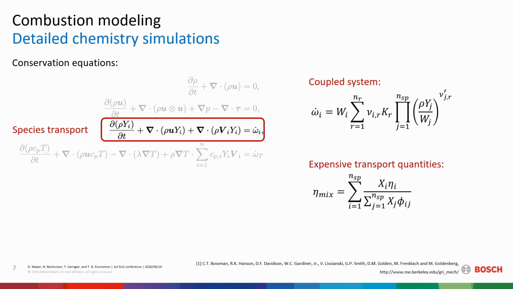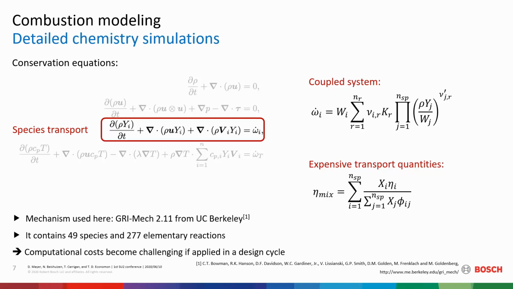Furthermore, there are many transport quantities which are expensive to calculate because they now depend on the local mixture of the gas, and therefore you typically get large sums over a lot of species, and this makes the simulation very expensive, especially when you use large mechanisms.